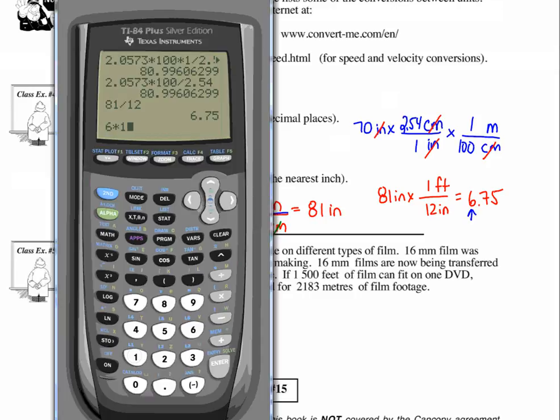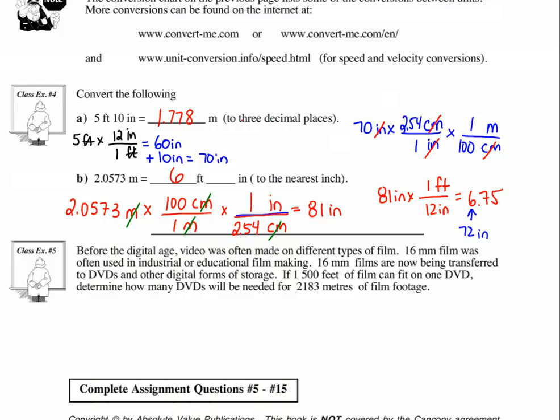6 times 12, it's 72 inches. So if 6 feet is 72 inches, and we have 81 inches, how many were left over? 81 minus 72, 9. Or you can take the 0.75, multiply it by 12. This is feet times 12. And that would also give you 9. Okay, good times. What was it? 72? Yeah.